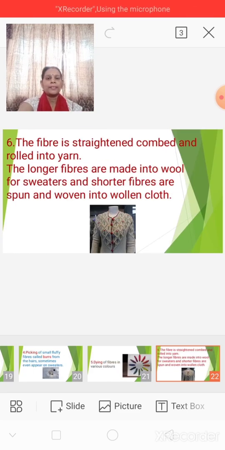Now comes the sixth step. Now whatever they have collected, colored and cleaned, now they go for straightening it. So they straighten the fiber, they comb it, and then they roll it into yarn.